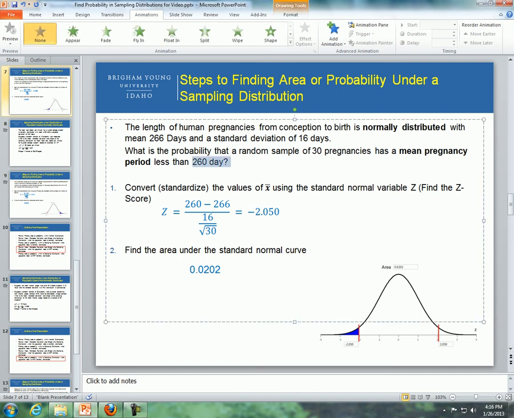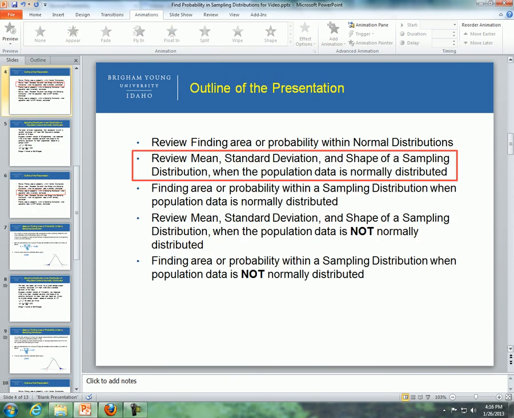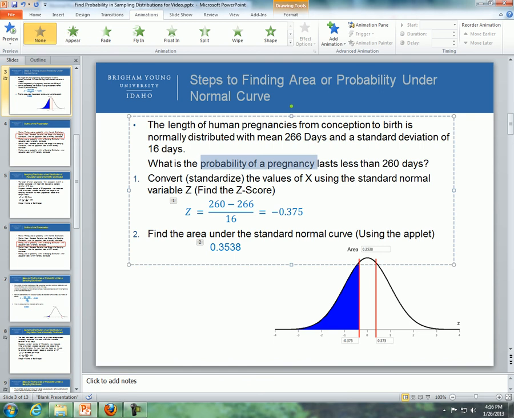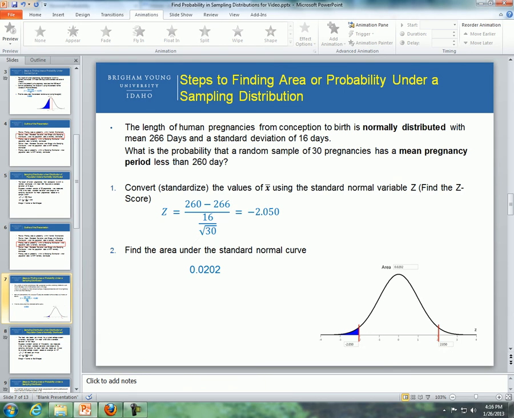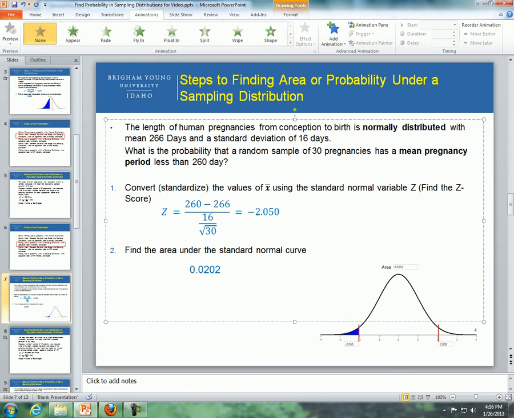Notice that this question is worded differently than the previous question up here, which is, what's the probability of a pregnancy that lasts less than 260 days? Now we're asking, what is the probability that a random sample of 30 pregnancies has a mean pregnancy period less than 260 days? So what we do is the same two steps, but notice here we look at our z-score. I used the same problem, where I used 260 here, like the last problem. Now we're dealing with the mean being less than 260 days.